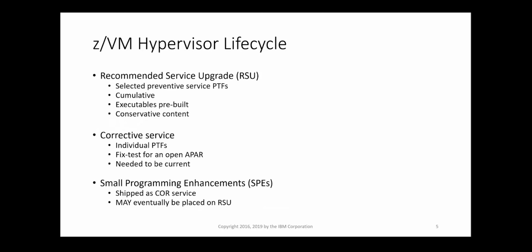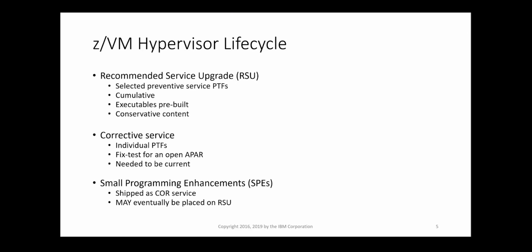So when we look at understanding installation, downloading and preparing an RSU for installation is actually different than corrective PTFs. The instructions are different for how you download and prepare the files. So assuming that you know one, you can't assume you know the other. But understanding the RSU: it is just selective preventive service PTFs. They are cumulative. The executables are rebuilt automatically, pre-built by IBM. But I will say it's conservative in content.